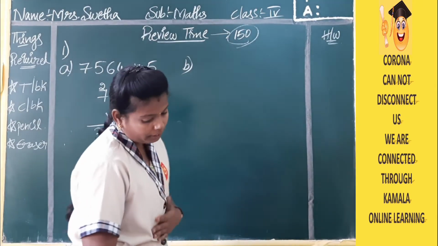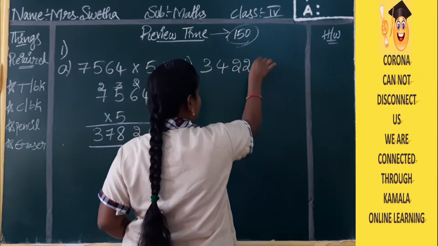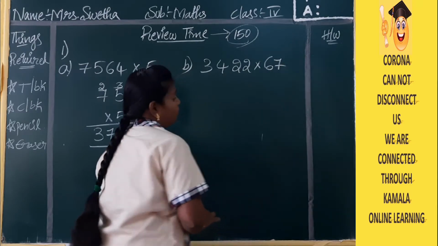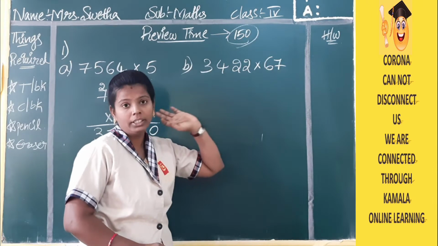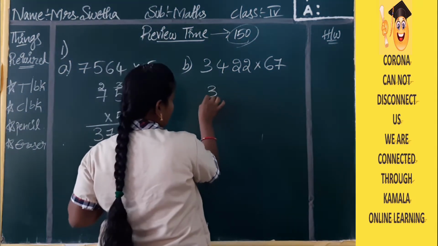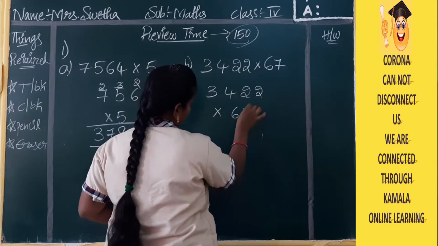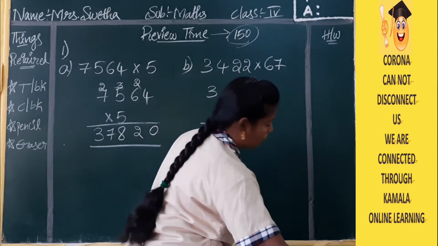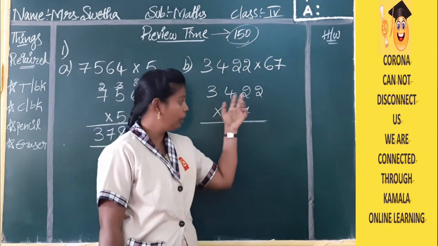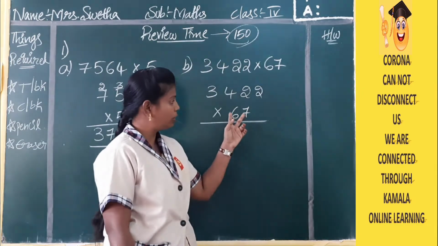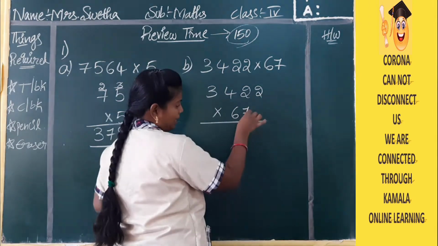One more problem I will explain. See, you have a 2-digit multiplier. 3,422 is multiplied with 67. 3,422 into 67. Here in the multiplier place you have two digits, and you have to multiply these two digits with all the numbers. First we will take the ones place number.